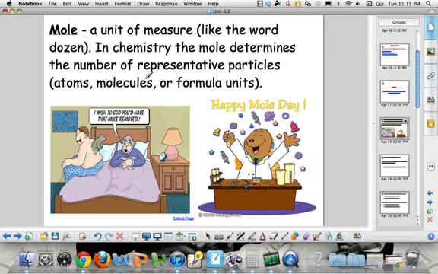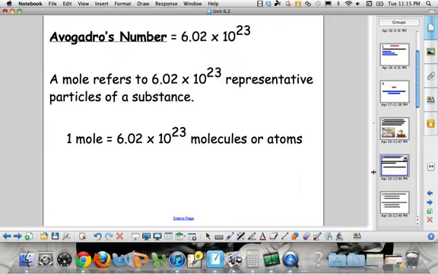What are we measuring? Well, we're actually measuring particles. And a particle could mean an atom, a molecule, or a formula unit. We're going to spend our time looking at atoms and molecules. So what does a mole equal? Well, we said 1 dozen was equal to 12. So if I buy a dozen eggs, I have 12 eggs. Well, when I'm talking about 1 mole, I'm actually equating this to 6.02 times 10 to the 23rd.